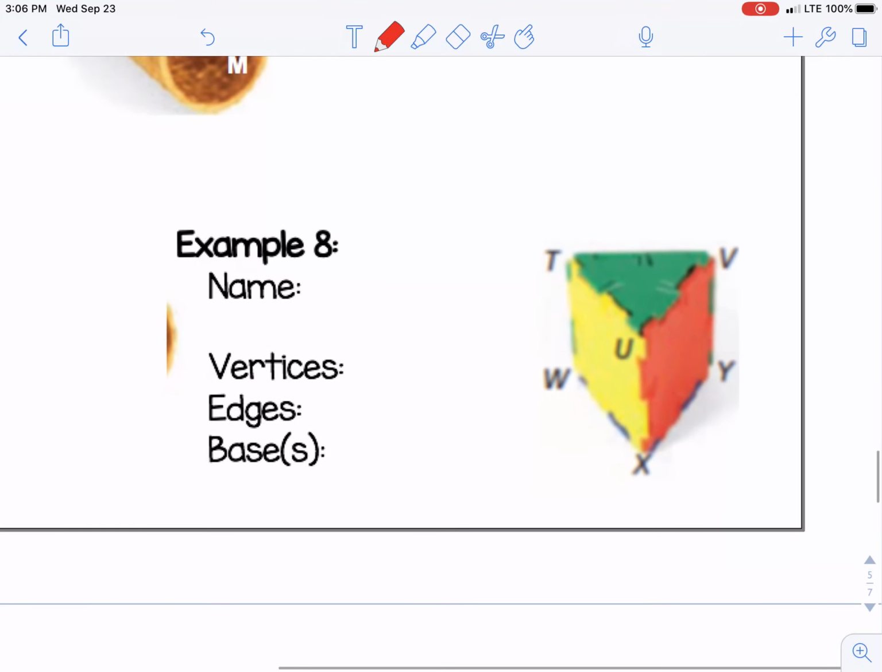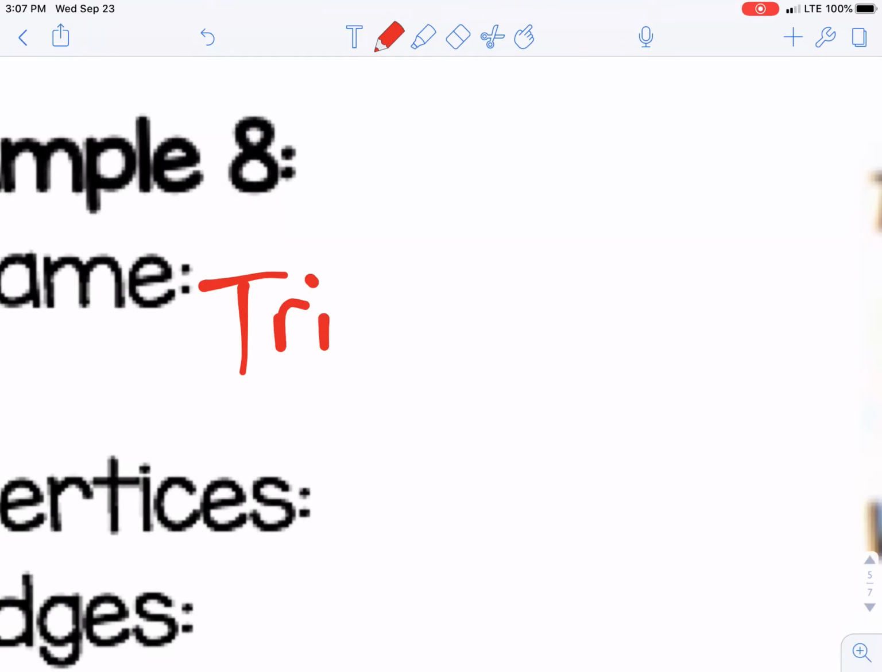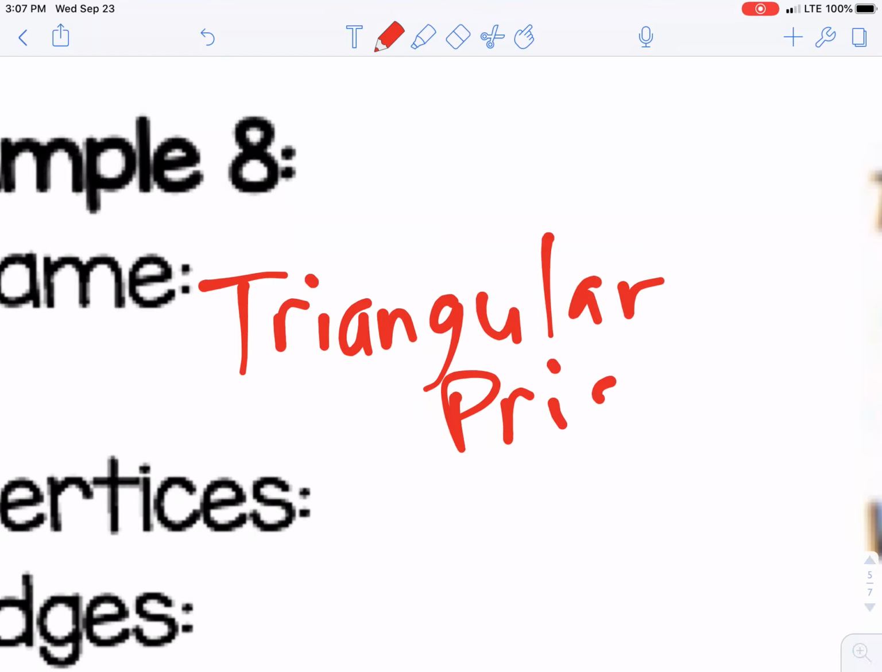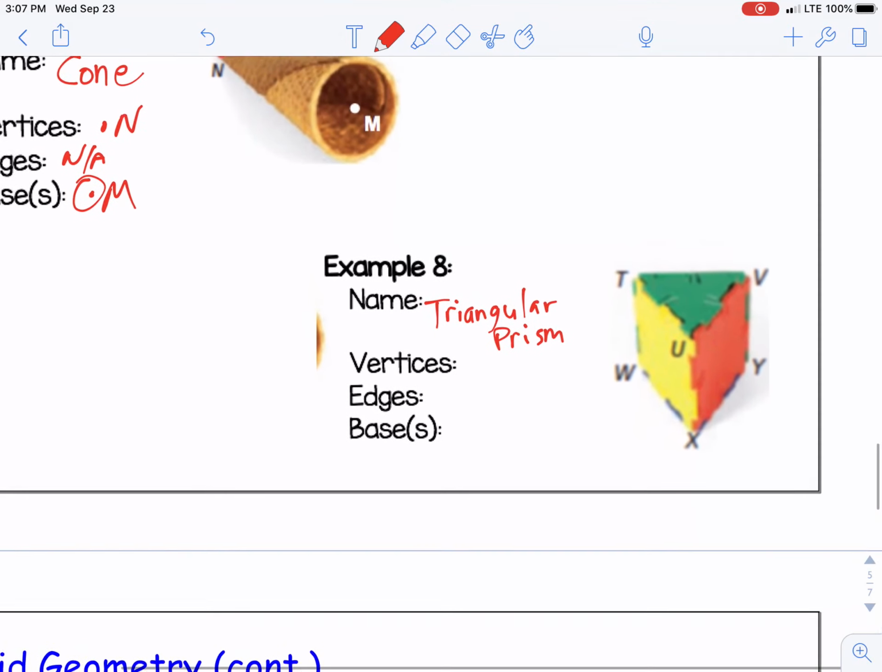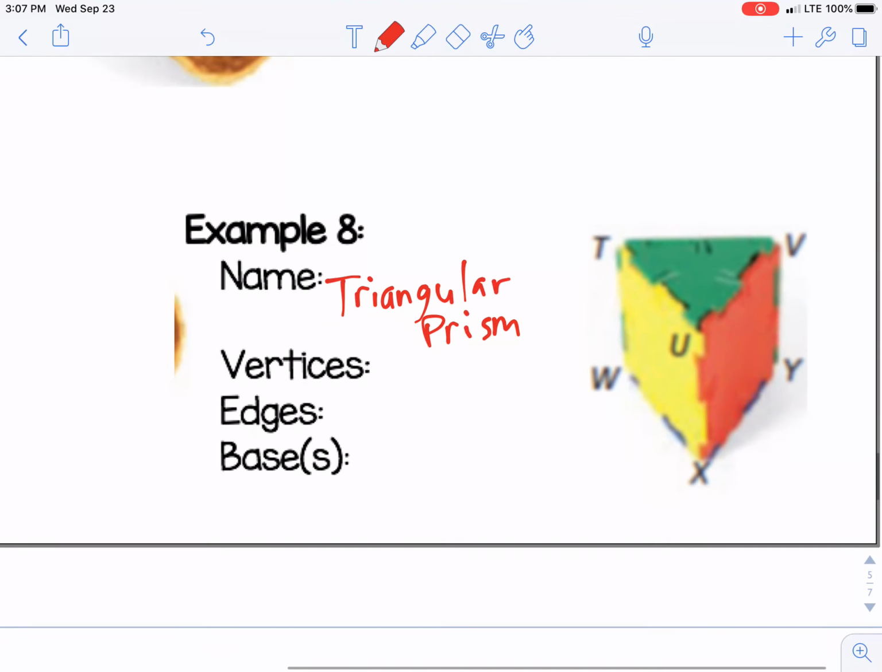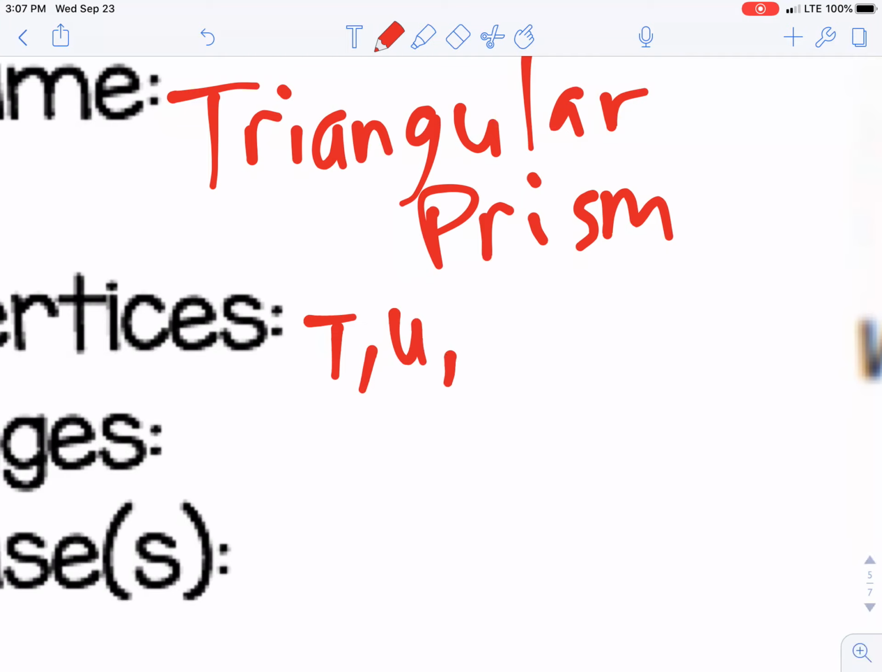And then we get down to this one. This is tricky because we get focused on the triangles that would be on the top and the bottom. And we think pyramid right away, but there are no spots where they go up and connect all at one point. So this is not a pyramid, this is a triangular prism. Okay, its vertices are, and we got one hiding. No, we got them all there. T, U, V, W, X, and Y.